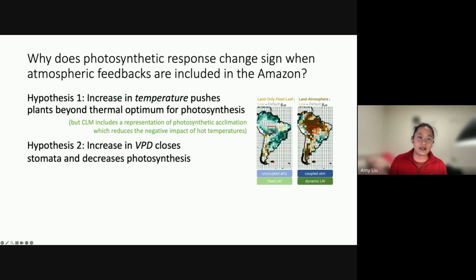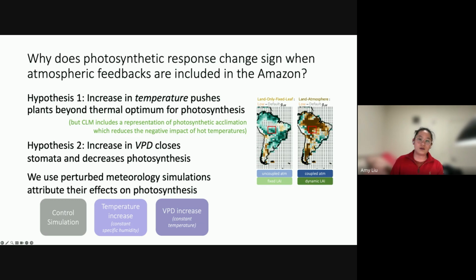Our second hypothesis is that an increase in VPD, or an increase in atmospheric water stress, would close stomata or decrease stomatal conductance, which would decrease carbon uptake and decrease photosynthesis. And to test the two hypotheses, we used a set of perturbed meteorology simulations. So using these simulations, we attribute each of the two effects on photosynthesis, or how much we can attribute to temperature, how much can we attribute to VPD.